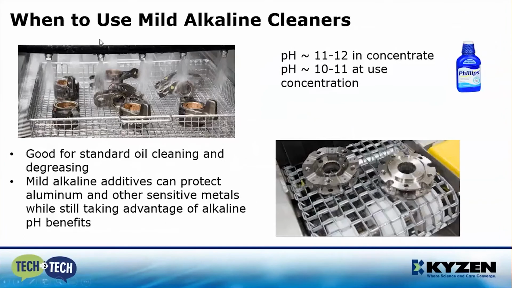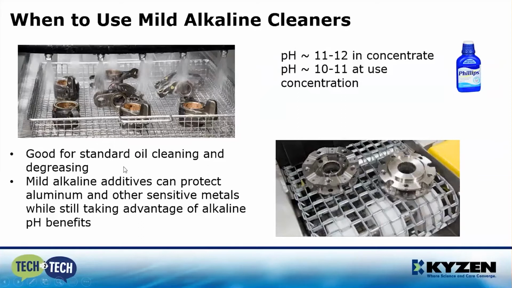So if you don't have nasty, grimy soils on your part, this is the right choice for you. We're looking at 11 to 12 in the concentrate, which again we're using at 5 to 15%. So we're looking at 10 to 11 in the washer, similar to milk of magnesia. These are your bread and butters, right? You're going Standard Oil, new part manufacturing, conveyor washers.